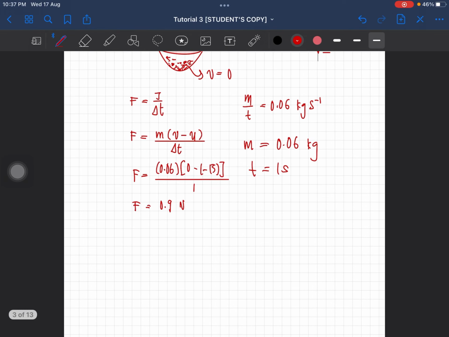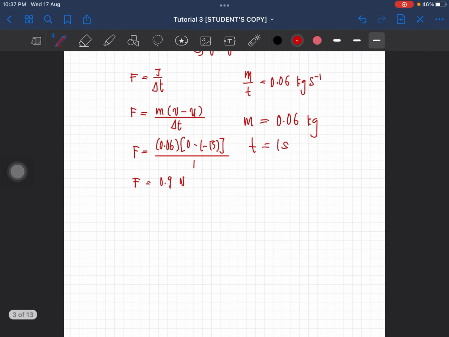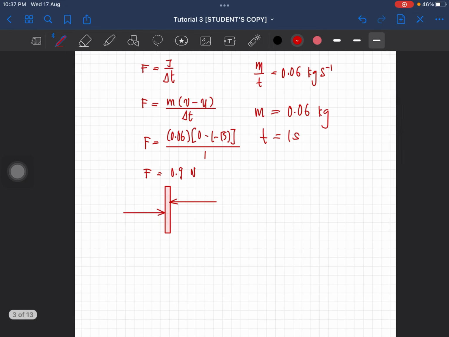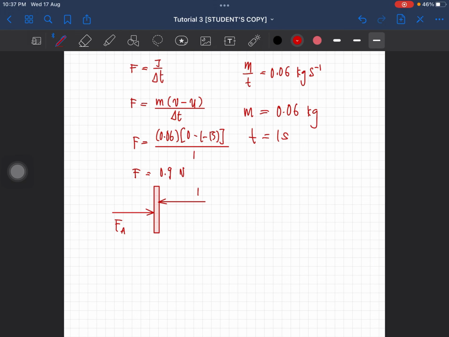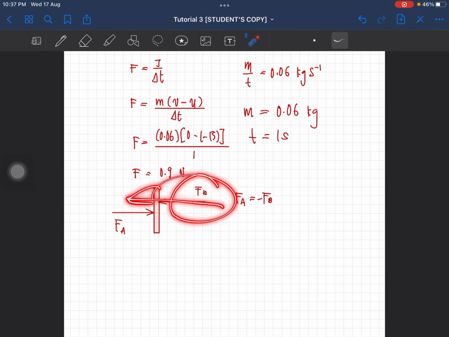So remember Newton's third law mentioned that they will have the same magnitude. For example, we have something like this. So if you are pushing something here, you will experience the same magnitude. So FA, FB, they should have the same magnitude but different direction. So this one is negative because it is going to the left.